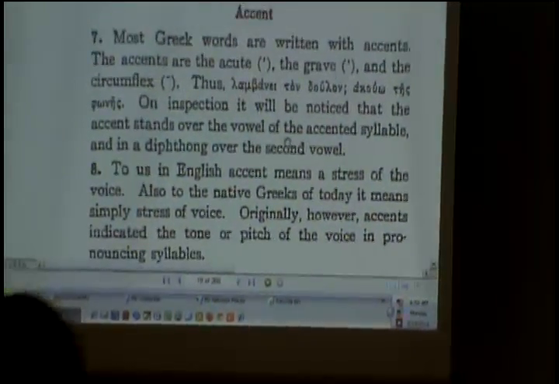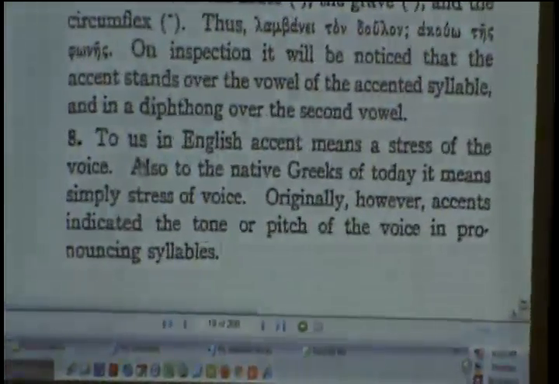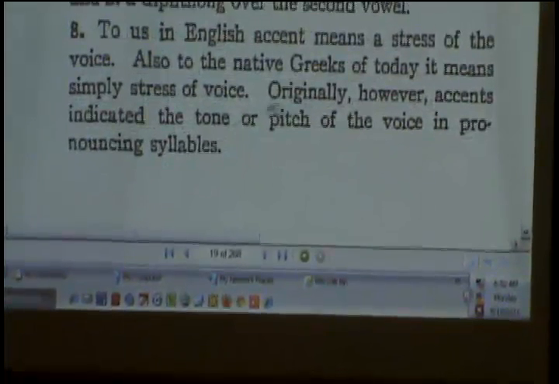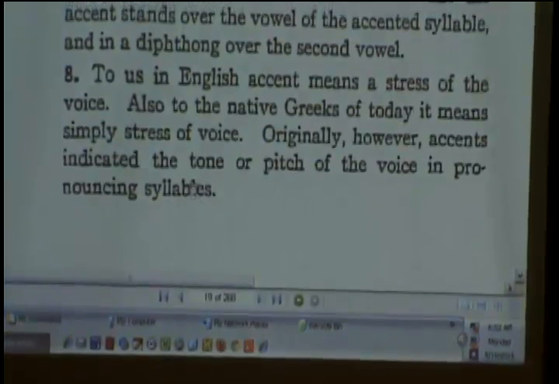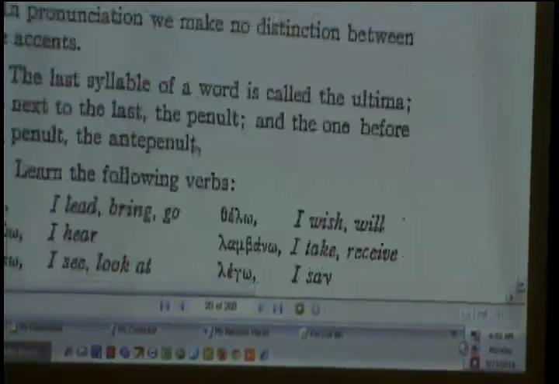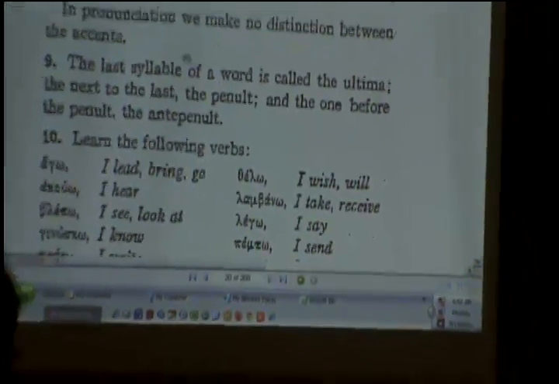To us in English, accent means a stress of the voice. Also, for the native Greeks of today it means simple stress of the voice. Originally, accents indicated the tone or pitch of the voice in pronouncing syllables. We just say now it's either strong or weak. Accent and pronunciation: pronunciation makes no distinction between the accents.